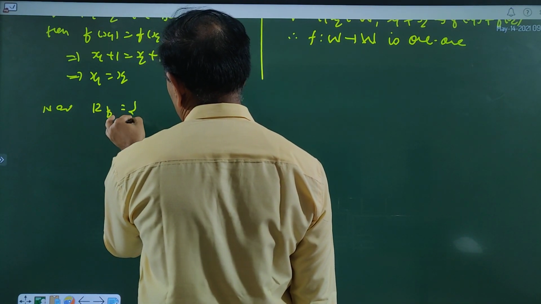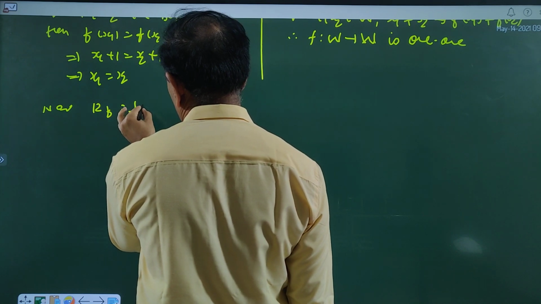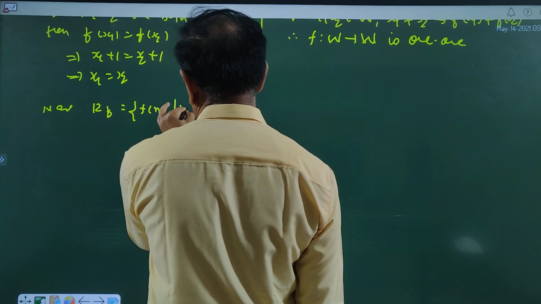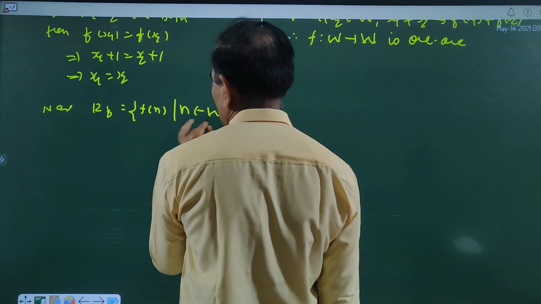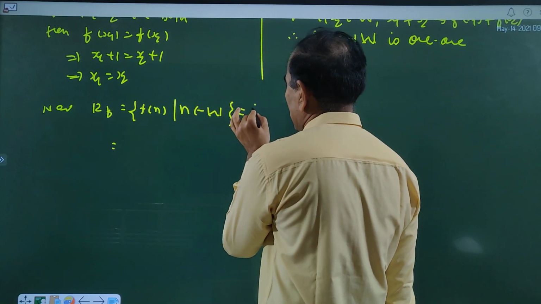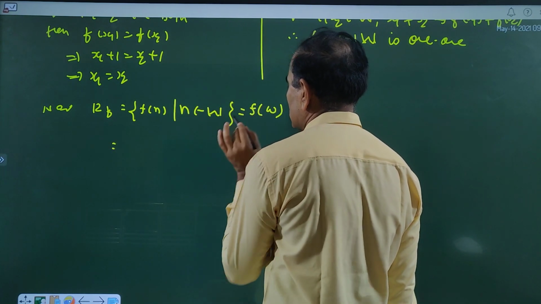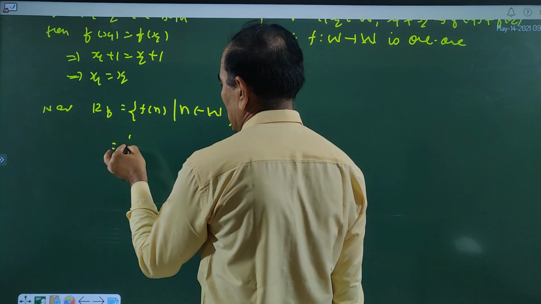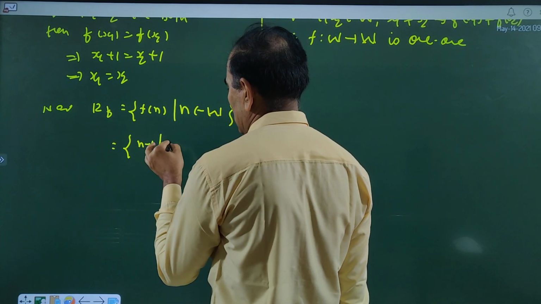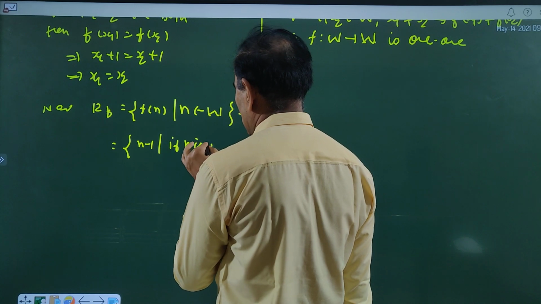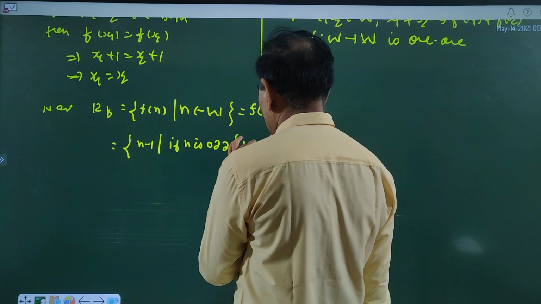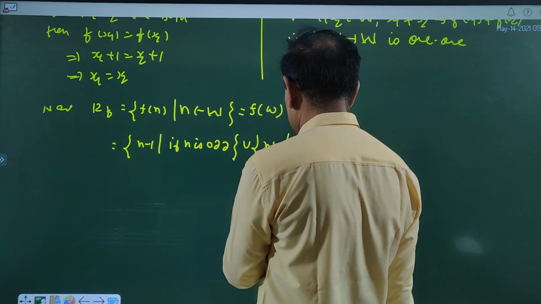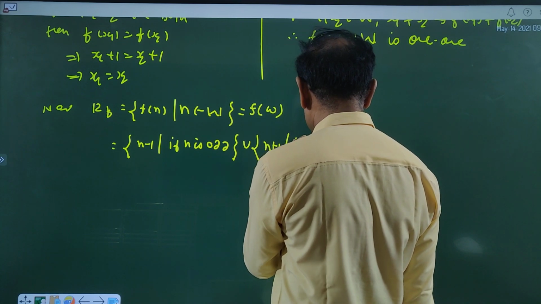Now, range of f is equal to f of n, n belongs to W, or you can write f of W also. And that is equal to n minus 1 if n is odd, union n plus 1 if n is even.